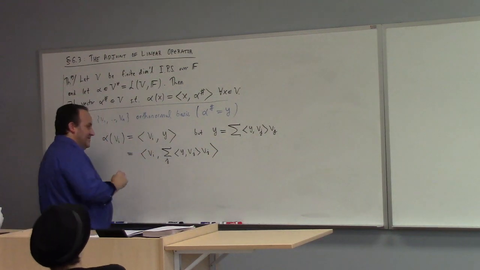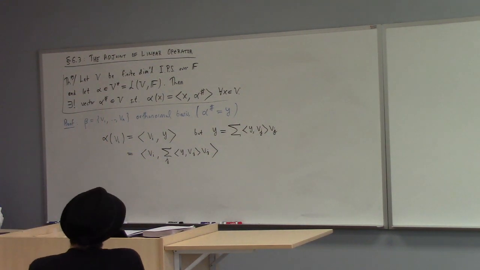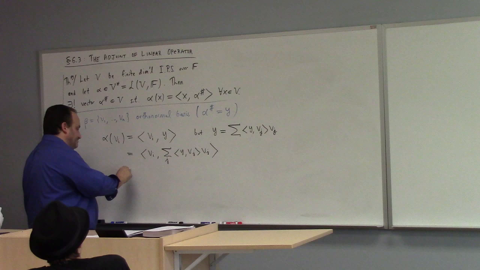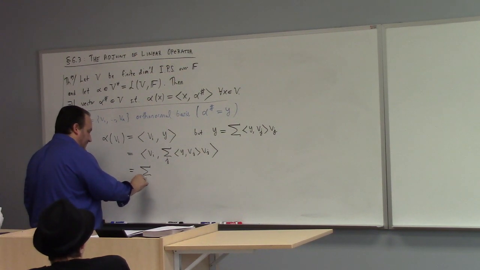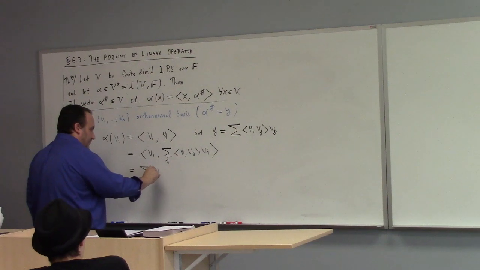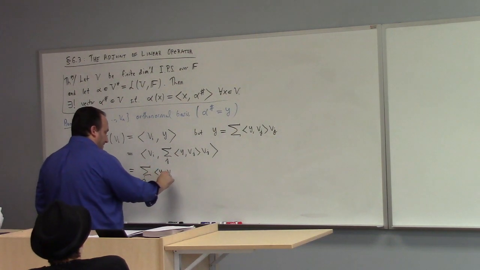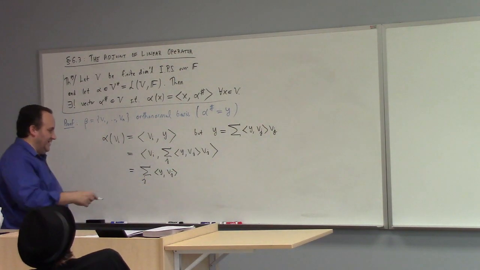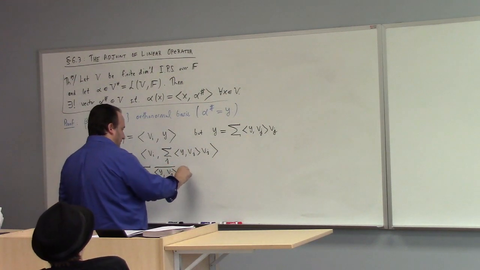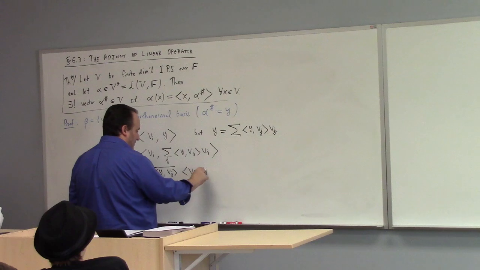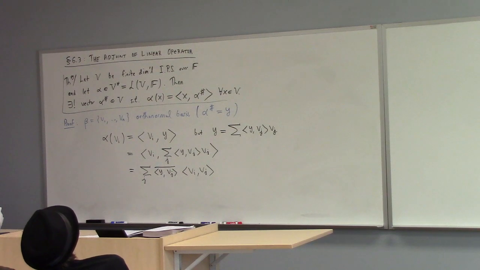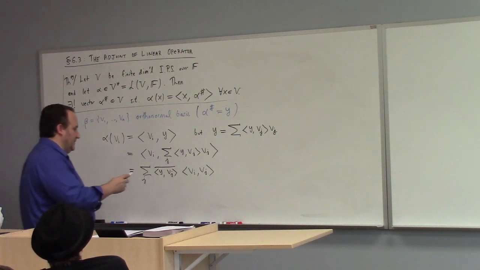Let's see here. So these are constants, right? What does it cost us to pull them out? I can pull the sum out. And what happens when I pull these constants out, though? Complex conjugate, that's right. And then we've got vi with vj, so this is a Kronecker delta, right?